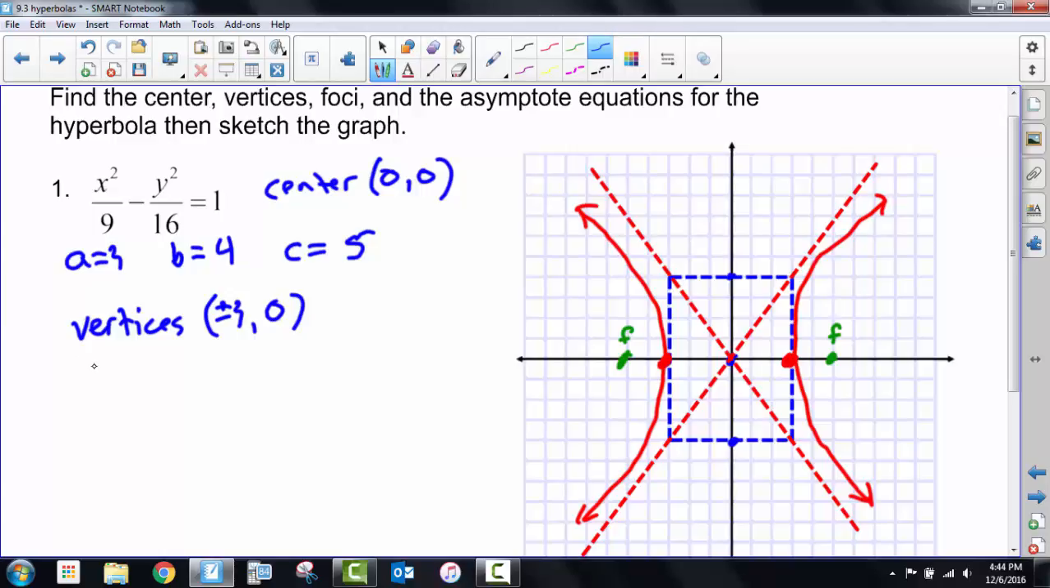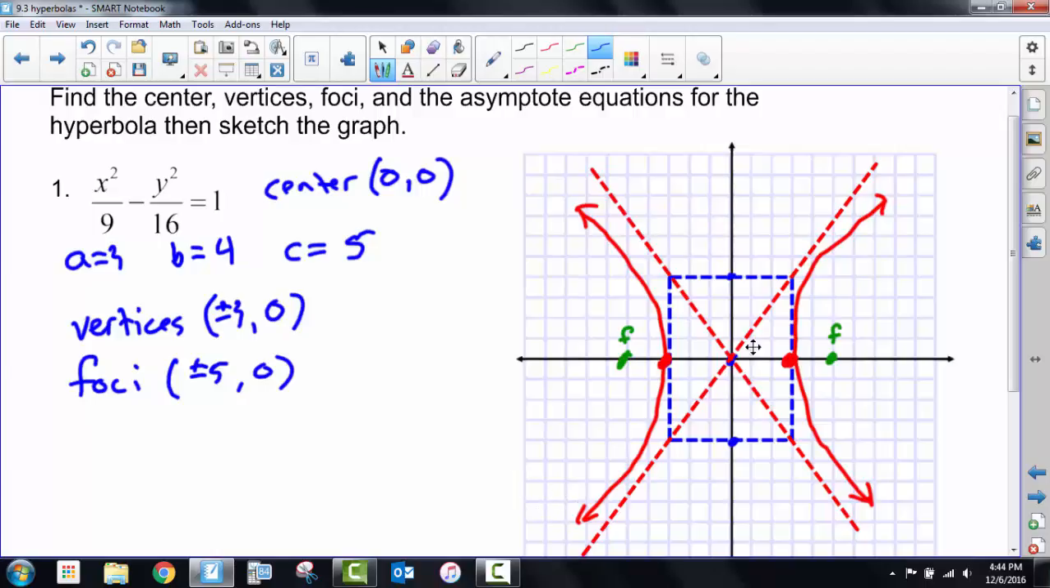The vertices, we went 3 spaces left and right from the center, so we can just write those as plus or minus 3 and 0. The foci, we did a similar thing where we started at the center, but then we went left and right 5 spaces, and we can mark those plus or minus 5 and 0.